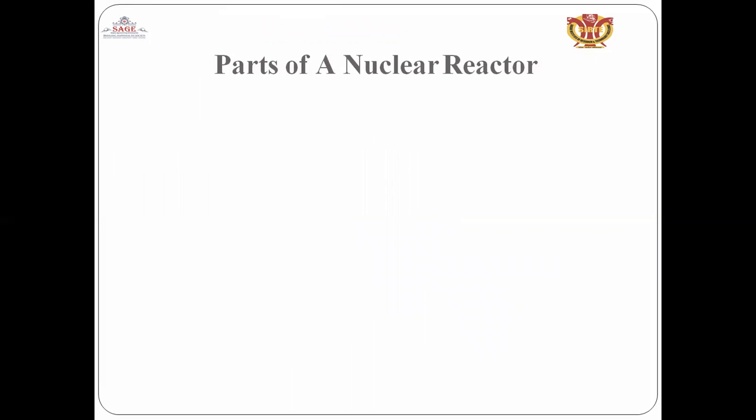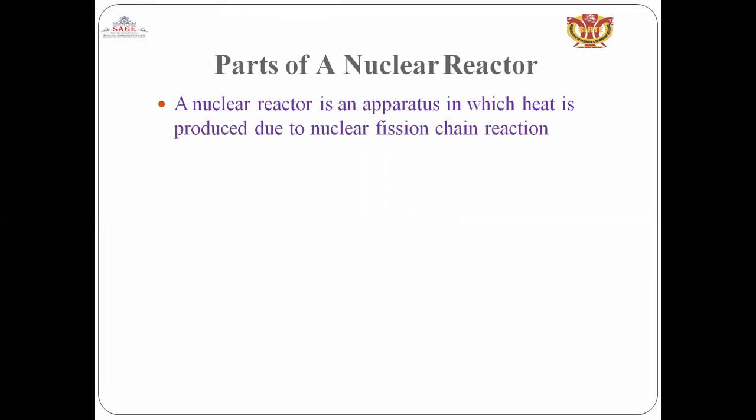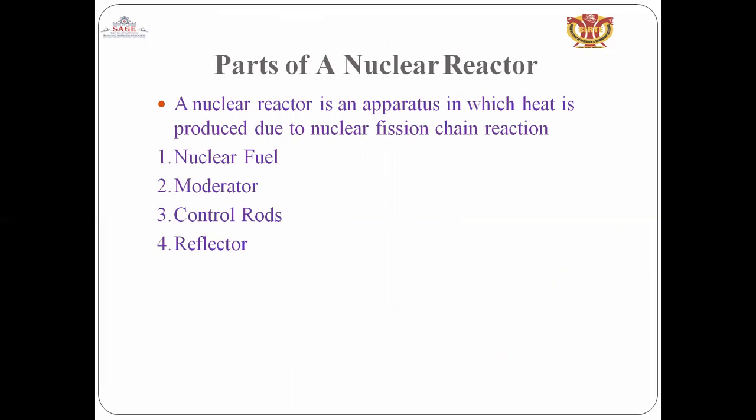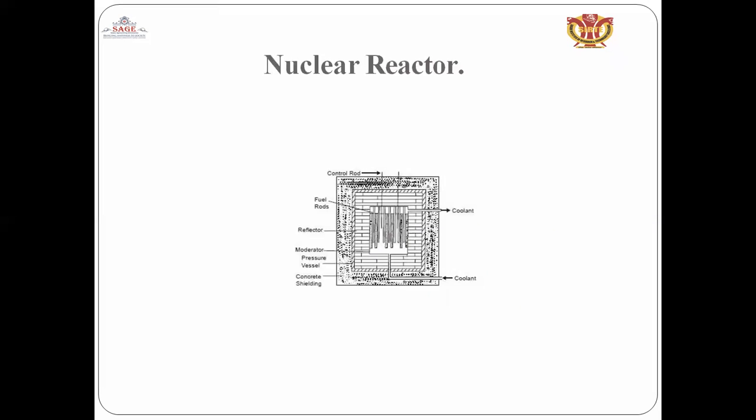What are the parts of the nuclear reactor? A nuclear reactor is an apparatus in which heat is produced due to nuclear fission chain reactions. The first part is the nuclear fuel. Second is the moderator, then control rods, reflector, reactor vessel, biological shielding, and coolant. So this is the nuclear reactor where all the parts are depicted and described.